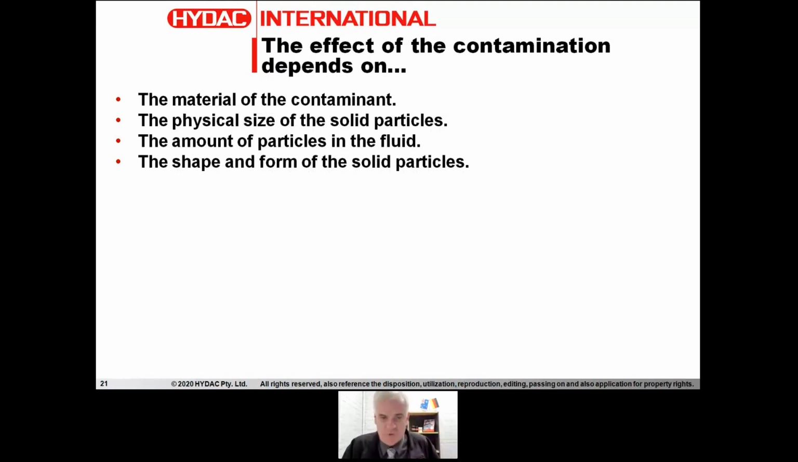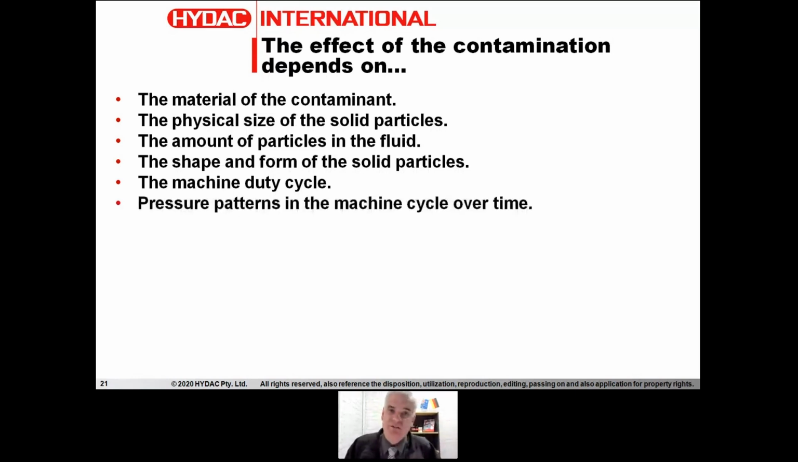So the shape and form of the solid contaminants, the machine duty cycle, how often that machine is running. Is it running 24 hours a day, or is it simply running for 5 minutes every week? It makes a very big difference to how much contaminant you can tolerate in that system.